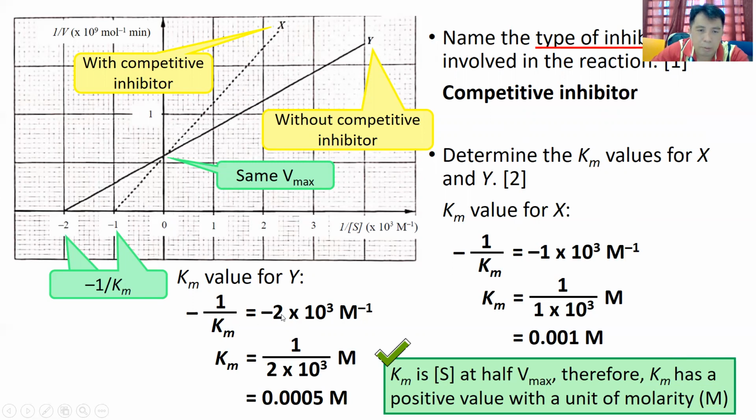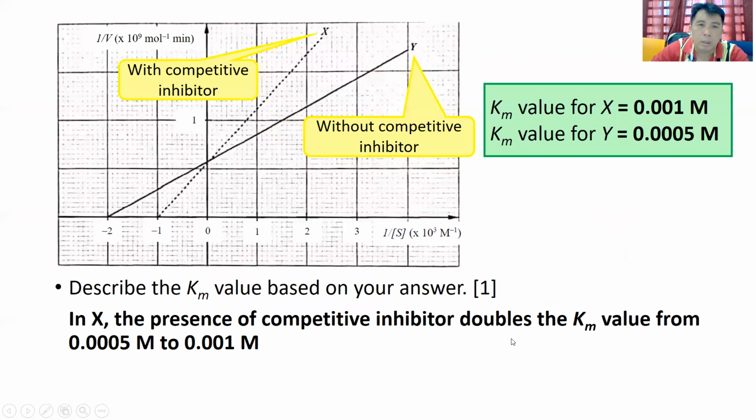Then for Y here it is -2. Same thing, -2, then we make it 0.0005 molarity. So remember, Km is the substrate concentration when the rate is half of Vmax. Therefore, the Km has a positive value with a unit of molarity. Remember, positive value. So this is the answer here. Then describe the Km value based on your answer. Just now, this is what we got: the Km value for X is 0.001 molarity, and the Km value for Y is 0.0005 molarity.